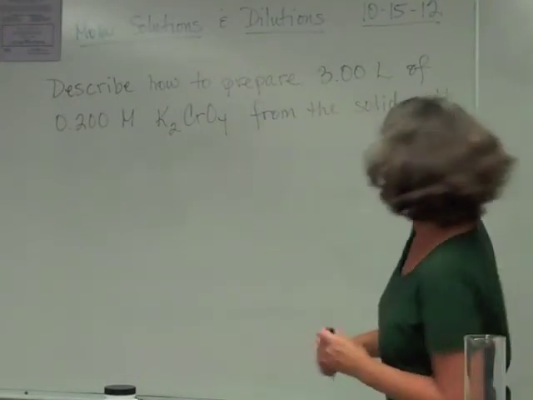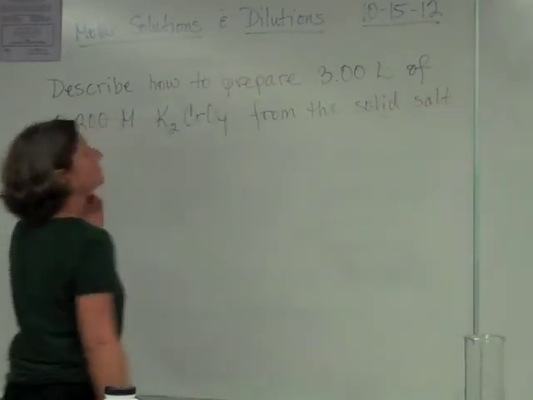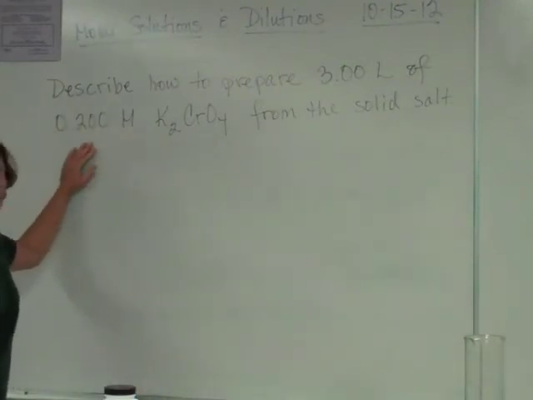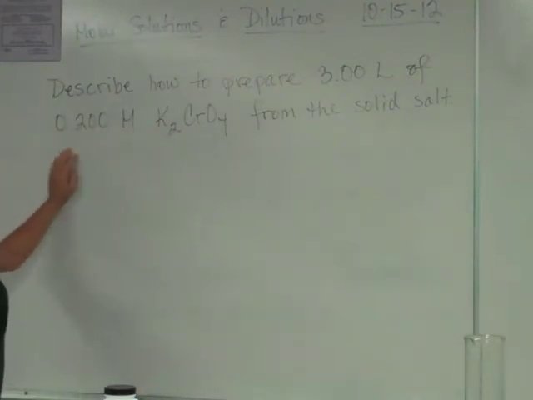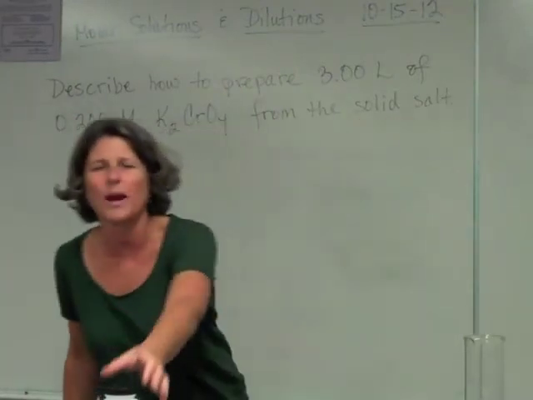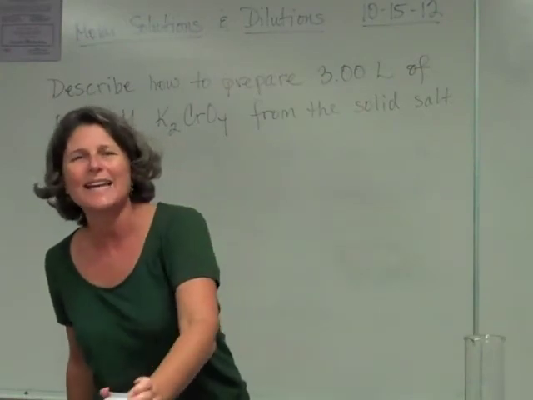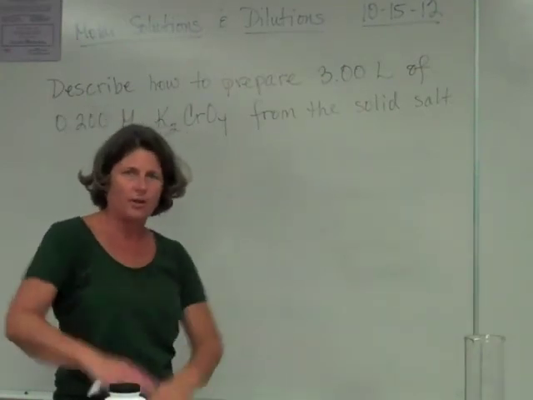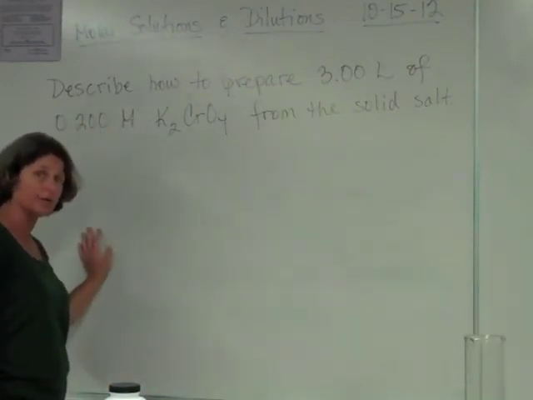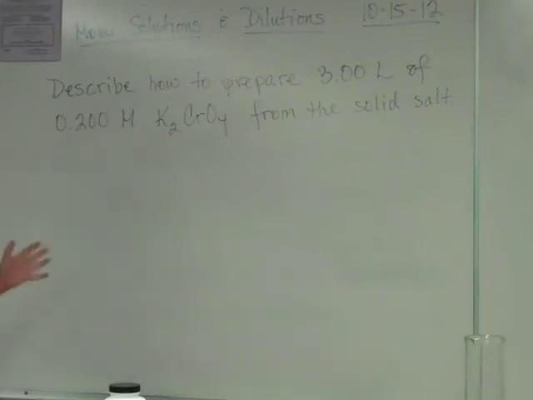All right, so I want 3 liters of a 0.2 molar solution of this. What I really need to know is how many grams of the salt I need to add to water and bring up to 3 liters so that my solution is 0.2 molar. Okay, so how do I figure out how many grams of the salt I need?